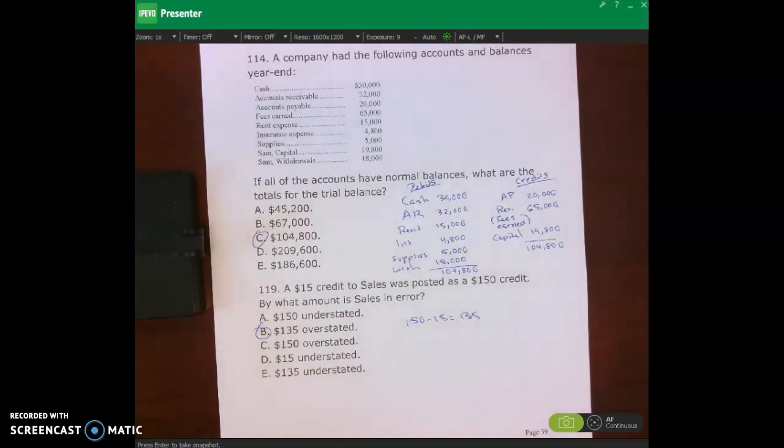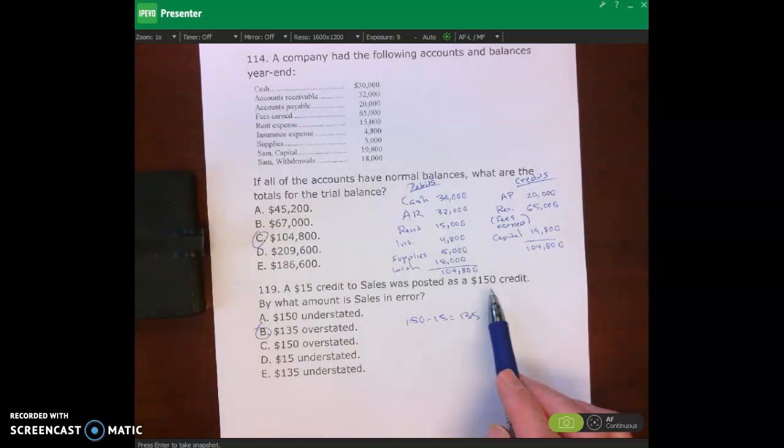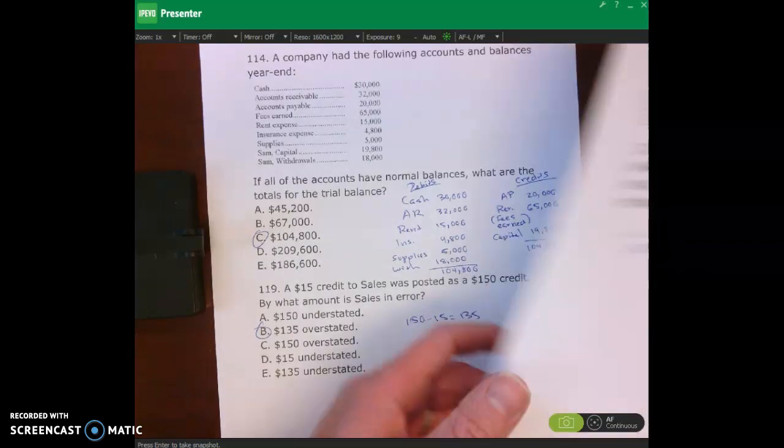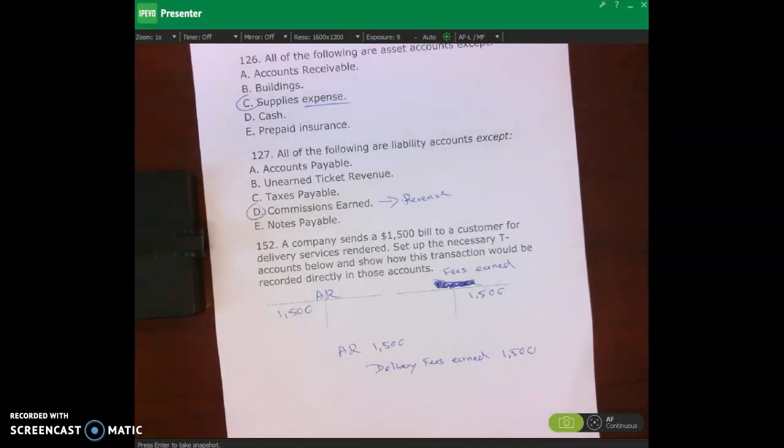Okay. Let's look at number 119. A $15 credit to sales was posted as a $150 credit. By what amount is that sales in error? Well, it was supposed to be 15, but it's posted as 150, so it's overstated by $135, the 150 minus the 15. All right. Let's look at 126.